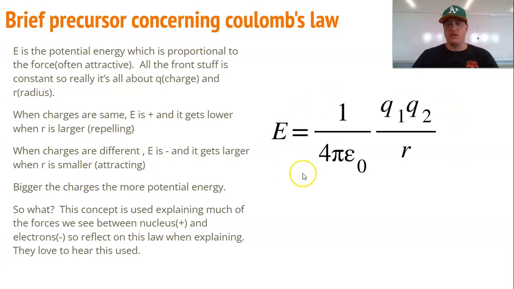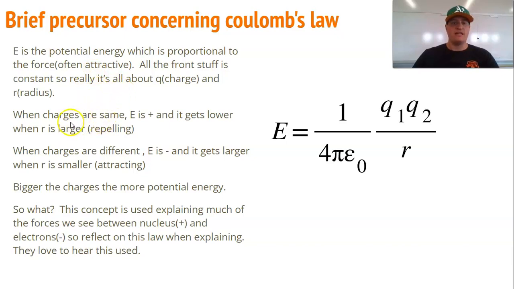Now, this is Coulomb's law over here. However, there's just really one key component to look over. This is just a constant. Pi is pi. E naught is something else. This is just a constant. But these are two charges and the radius, meaning that there's some energy needed to overcome it. So E is potential energy proportional to force. Often we think of attractive force. Repulsive force is also true, but we often think of attraction more than repulsion in chem.